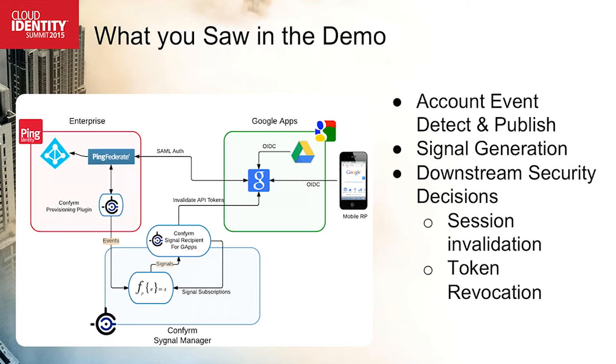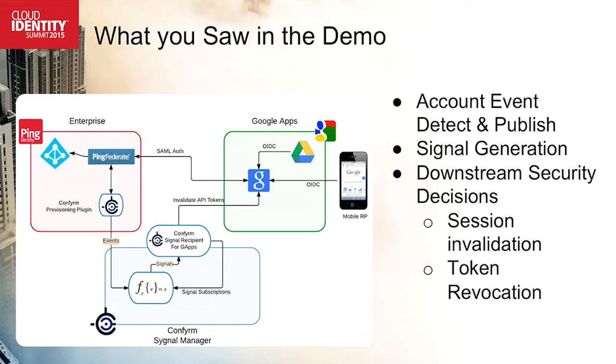So the stuff I used here works today. I used Drupal for the Hipsta Bank site with an OpenID Connect module that I pulled off the internet, literally, and modified only slightly. I used Ping Federate 8.0 for the login forms and for the provisioning stuff. Google Apps offers an API that will let you kill those tokens on command. And Confirm Signal Manager was what I used to distribute the signals. So there you go. You can have it today.